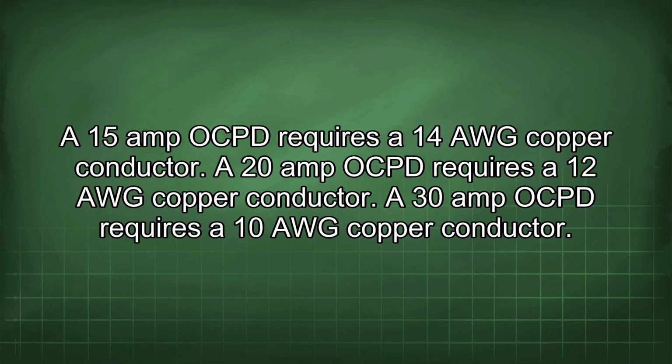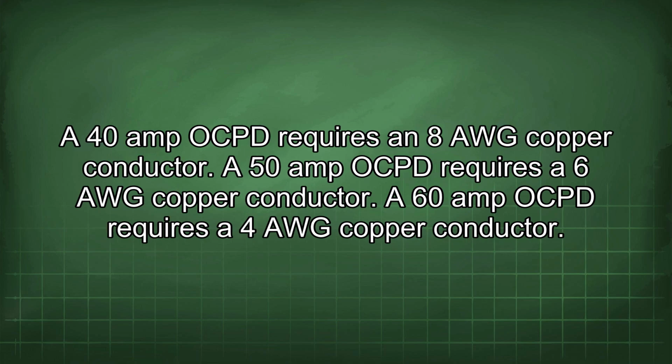A 15 amp OCPD requires a 14 AWG copper conductor. A 20 amp OCPD requires a 12 AWG copper conductor. A 30 amp OCPD requires a 10 AWG copper conductor. A 40 amp OCPD requires an 8 AWG copper conductor. A 50 amp OCPD requires a 6 AWG copper conductor. A 60 amp OCPD requires a 4 AWG copper conductor.